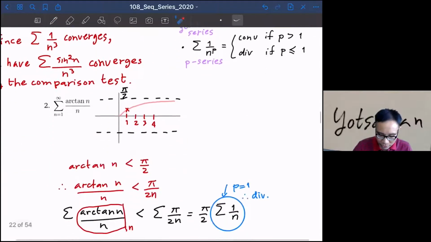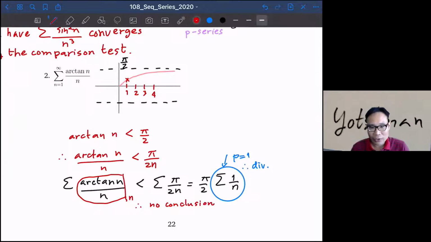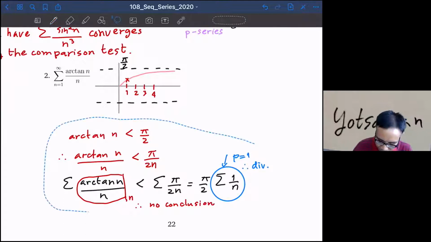However, in this case, you see that you have this guy smaller than a series that is divergent. So you are not able to conclude anything yet. That's why I say this guy is kind of not easy to do. So it's going to be no conclusion. You did this one by your instinct, so if you do it this way, you're going to reach no conclusion. I'm going to keep this to remind you.